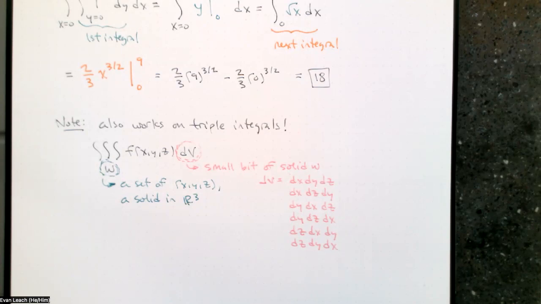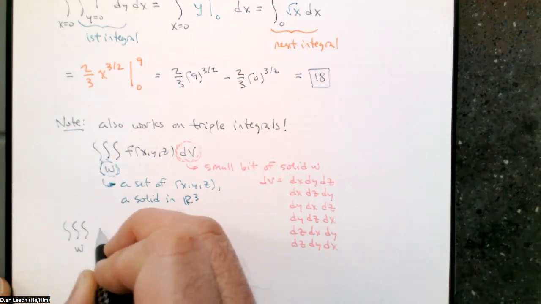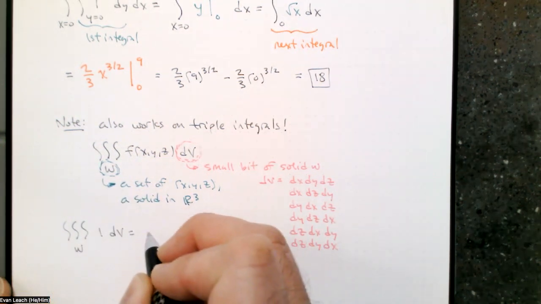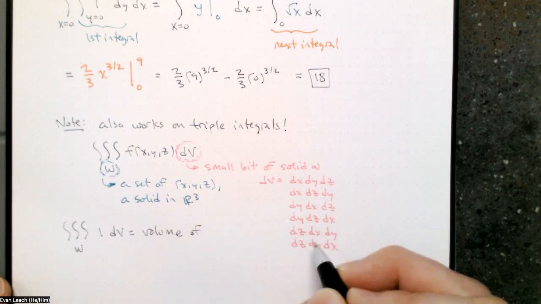But this idea of integrating the function 1 also applies to triple integrals. Although W is going to be the set over which we're integrating, since it's a 3-dimensional solid, we wouldn't be describing the length or the area, we would be describing the volume. So if we integrate the function f of x, y, z equals 1 dV, this will be the volume of the solid W.